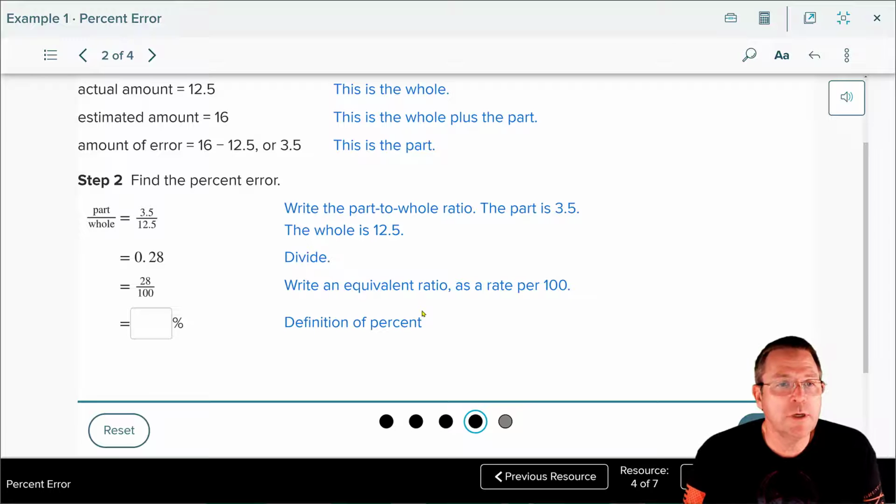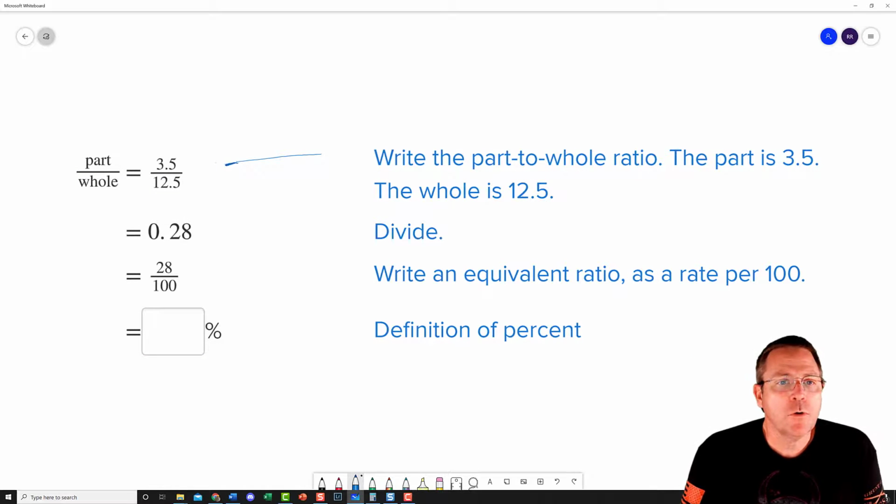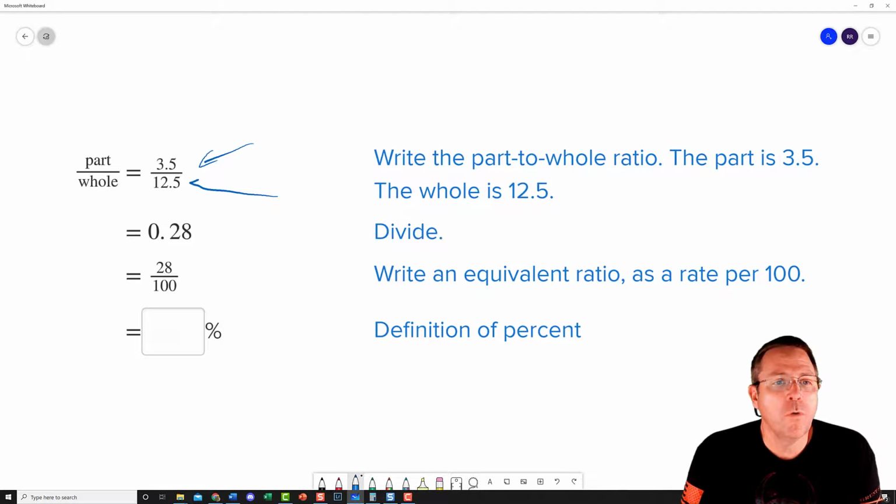Pause while I take a screenshot of this and explain to you what they're doing. All right, you should be able to see that a little bit better now. We established earlier that the part is going to be the 3.5, and the whole was going to be the 12.5. When you divide those two, doing your long division, 3.5 divided by 12.5 gives us 0.28 as a decimal. That as a ratio to 100 is 28 over 100.